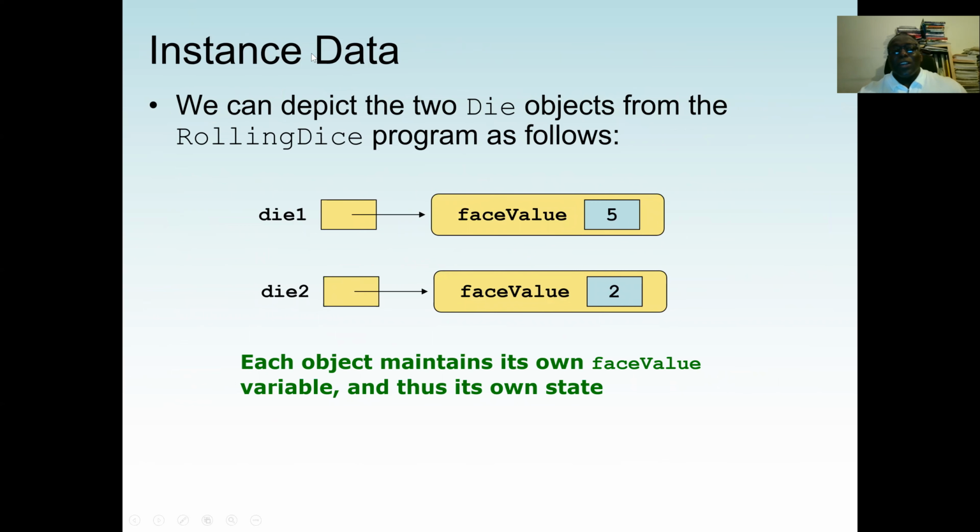So here we say instance data. We can show two Die objects from the rolling dice program as follows. We can see die1, after the constructor, we set the face value to 5. Die2, face value 2. So each object maintains its own face value.